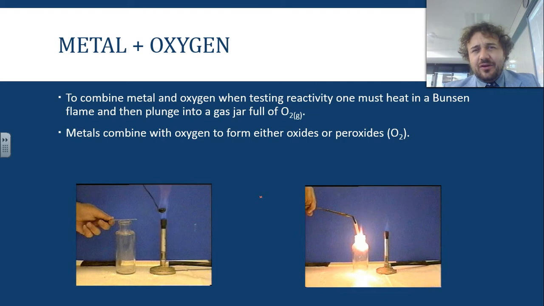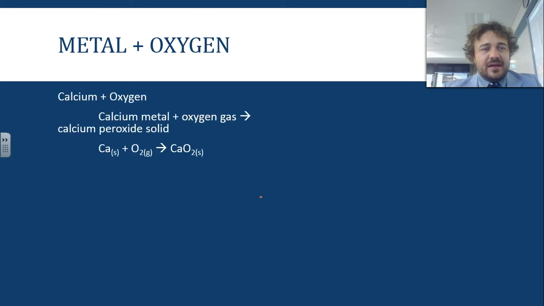So peroxide means O2, and let's look at it. So if we've got calcium plus oxygen, the calcium's a metal, plus oxygen gas gives you calcium peroxide solid. Now, if you see in our word equation, we've written the states next to it. Now, I know metal's not a state, but you get the point. That's something you should be doing in a word equation.